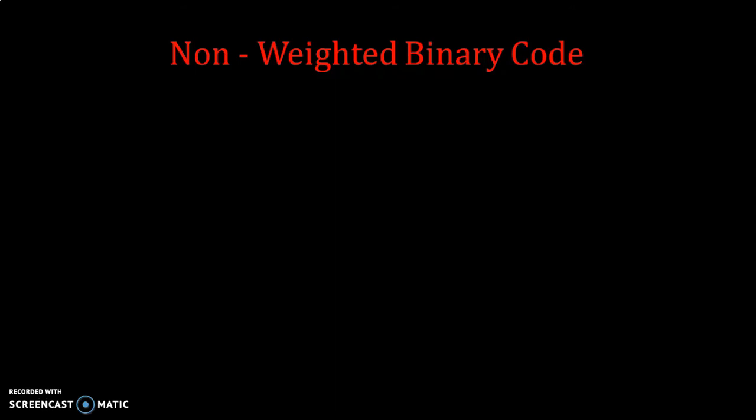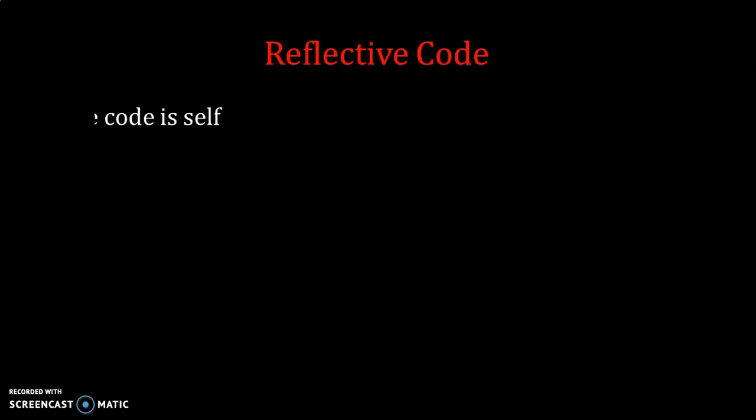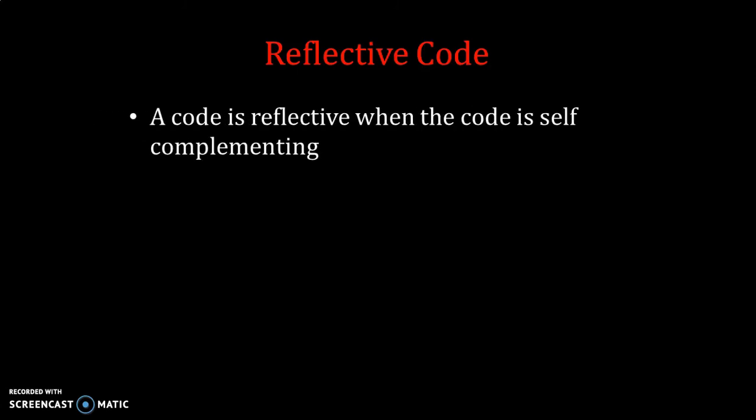At the same time, we have non-weighted binary code. Non-weighted codes are not positionally weighted; as per the position, there is no specific value. So XS3 code or Gray code are examples of non-weighted binary code. Then we have reflective code. A code is reflective when the code is self-complementing. Suppose code 9 is the one's complement of code 0. In the same way, code 8 is the one's complement of code 1. So it is self-complementing, and XS3 code, 2421 or 5211 are known as reflective codes.